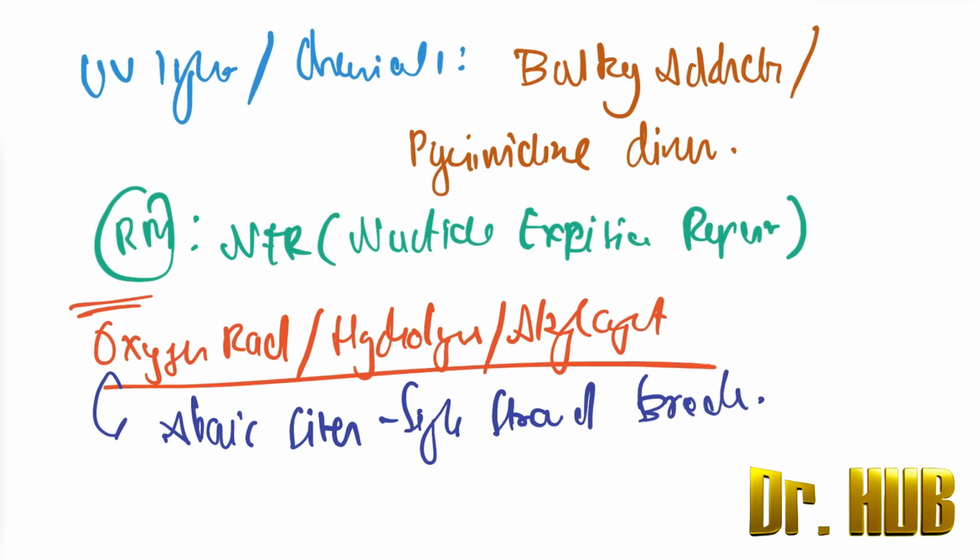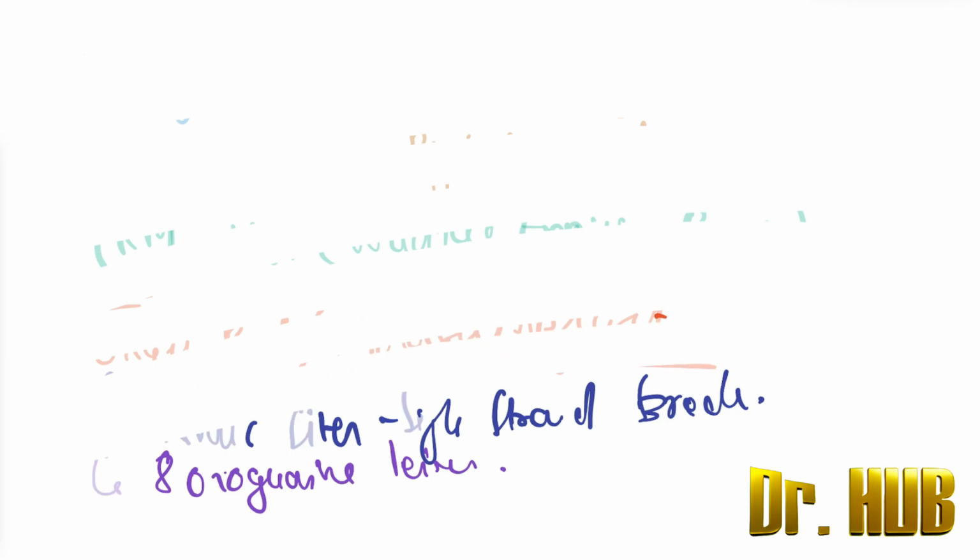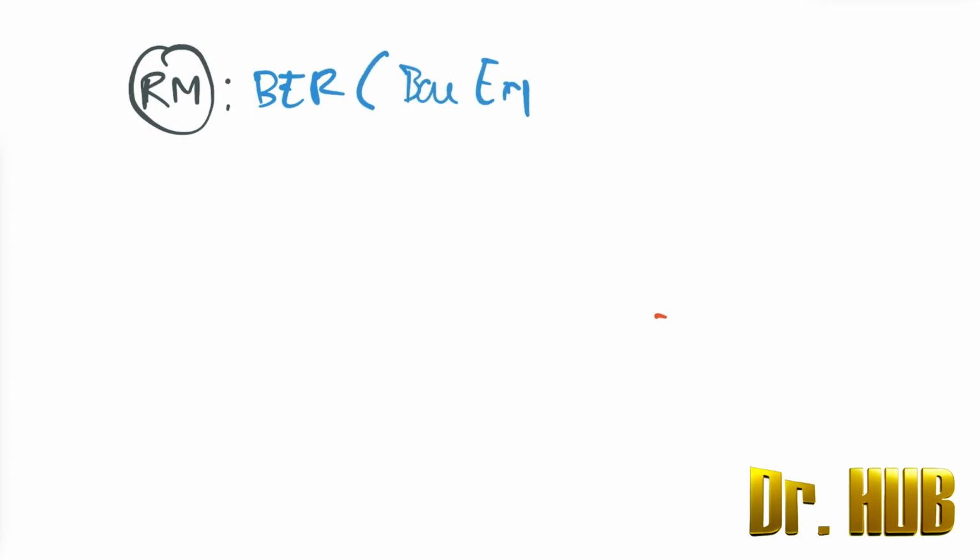Then there are also going to be 8-oxoguanine lesions. So what will be the repair mechanism in case of the oxygen radicals, hydrolysis as well as the alkylating agents? The repair mechanism is going to be base excision repair, which we write as BER.